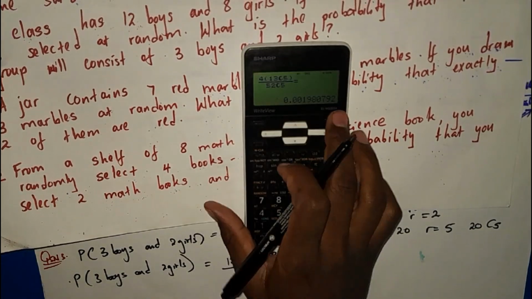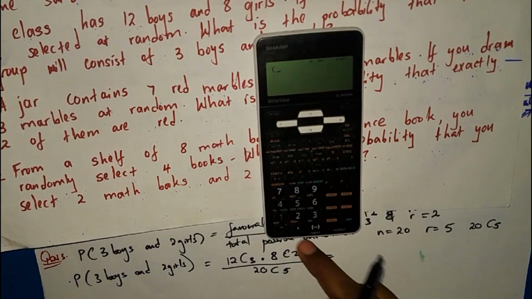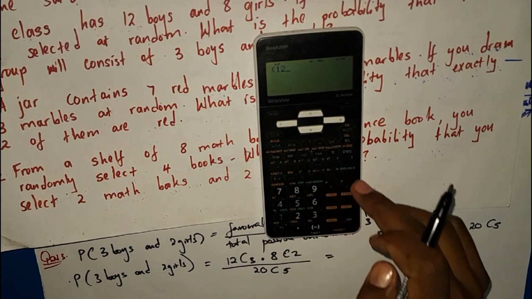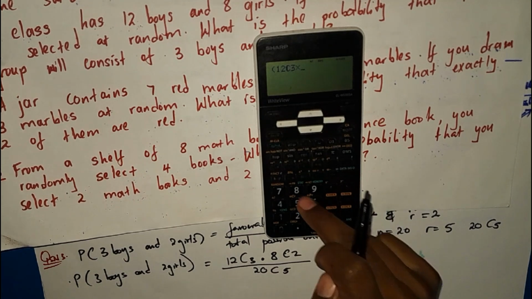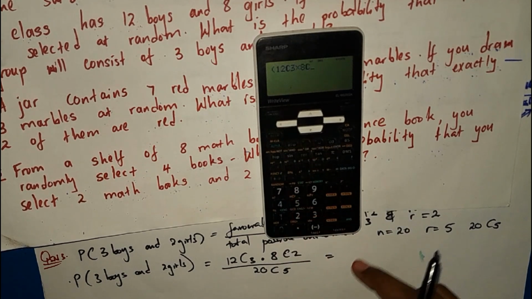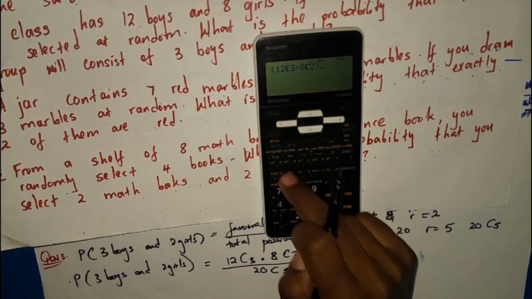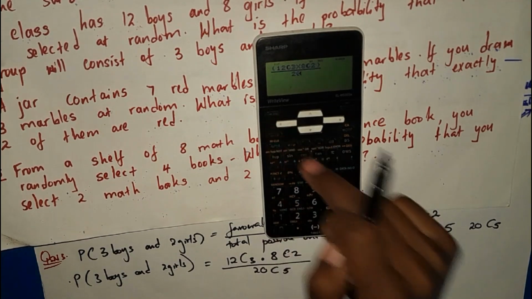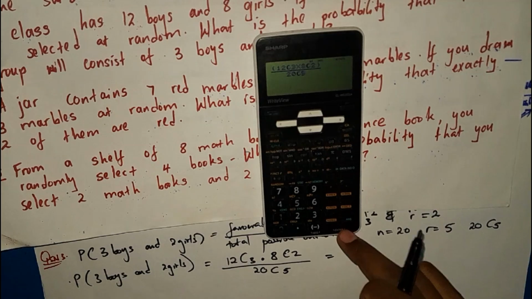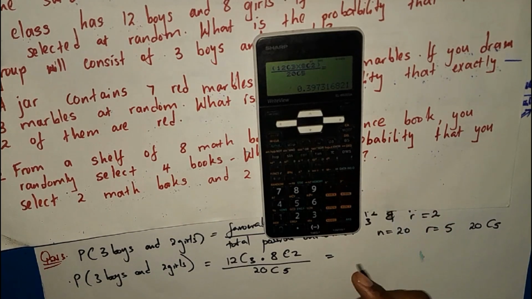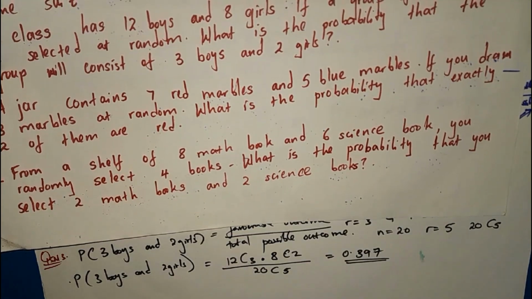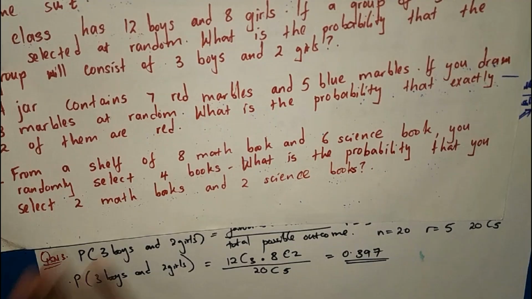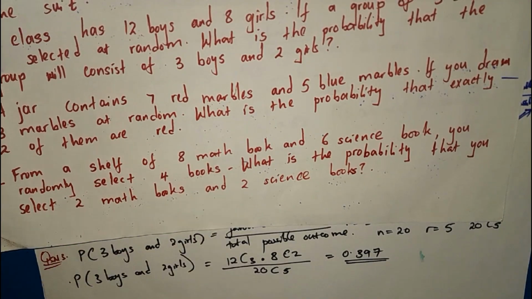So on the calculator, we press 12, second function, choose 3, multiply by 8, second function, choose 2, then close the bracket, all over 20 choose 5, which is equal to 0.397. So this is the probability that the group will consist of 3 boys and 2 girls.